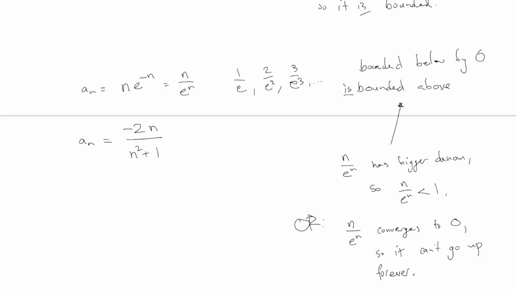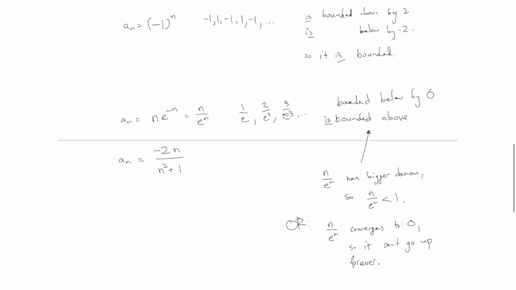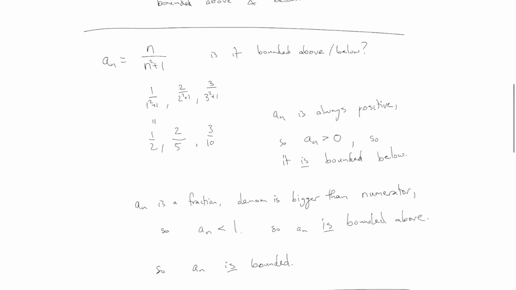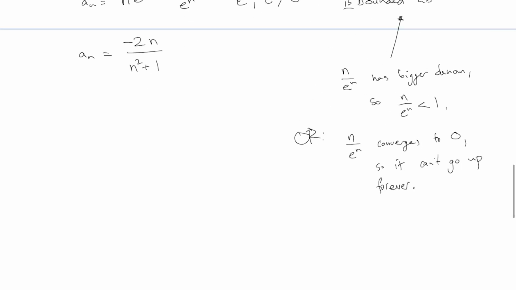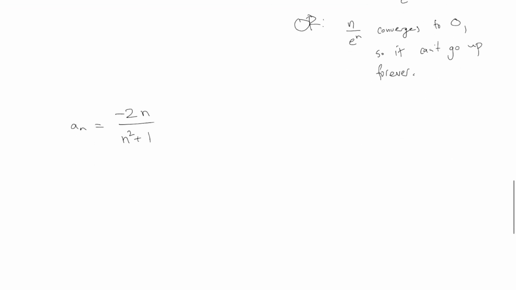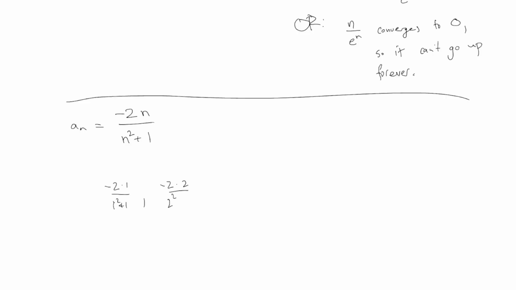Negative 2n over n squared plus 1. This was meant to be similar looking to that very first one that I discussed, n over n squared plus 1, only it has a negative 2 on the top instead of just an n. I'm going to bring this down a little. You might think about just starting off by writing some terms. I would start with negative 2 times 1 over 1 squared plus 1, and then negative 2 times 2 over 2 squared plus 1. This is negative 2 over 2. This is negative 4 over 5, etc.